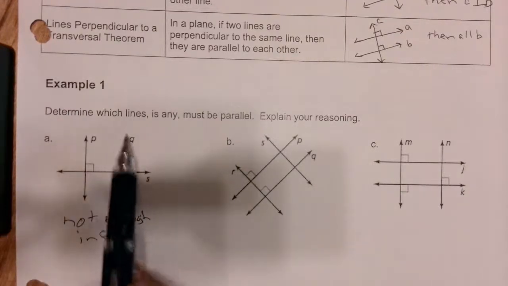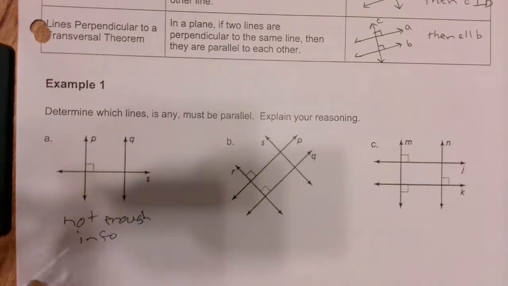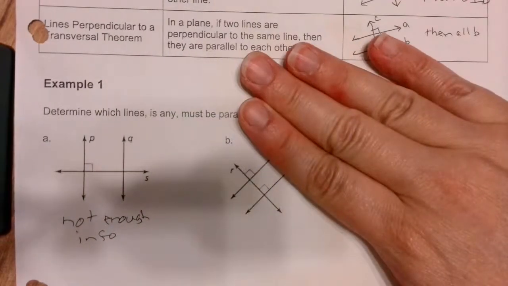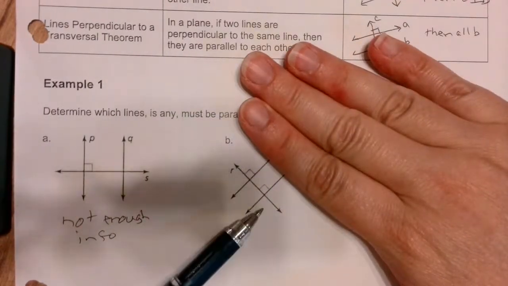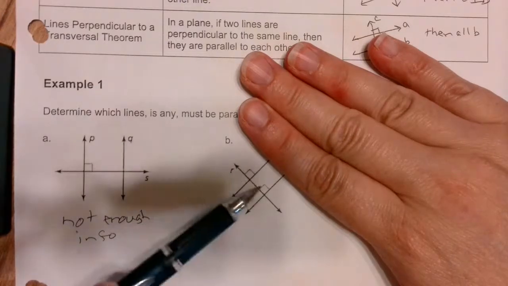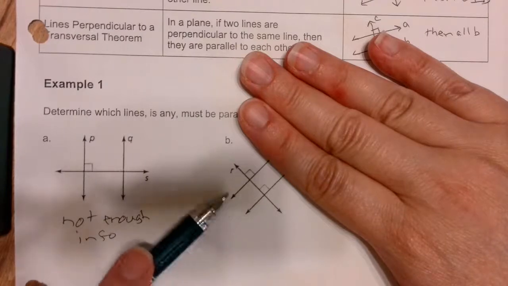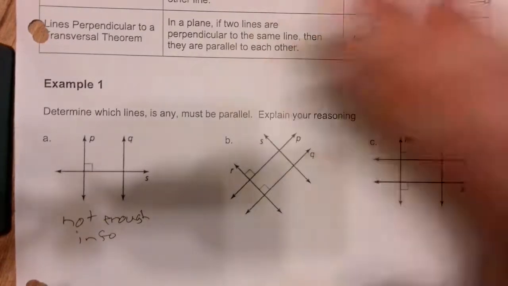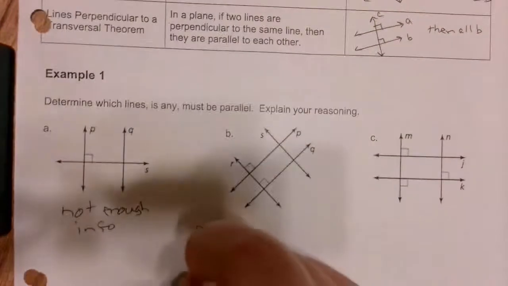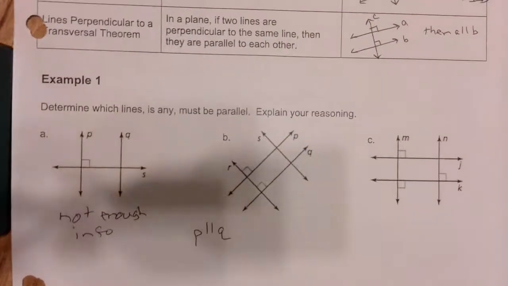And the reasoning is that we know nothing about Q. Okay, picture example B. Let's look at this first. Look, we have two lines and a transversal. The top angle and the top angle are both perpendicular. They're both 90 degrees. So that means that these two lines have to be parallel. P is parallel to Q.